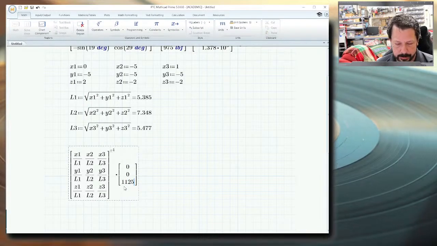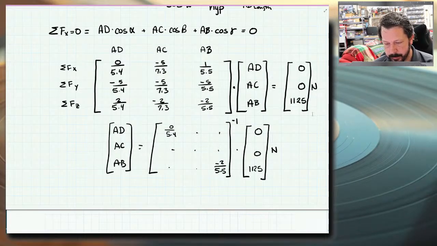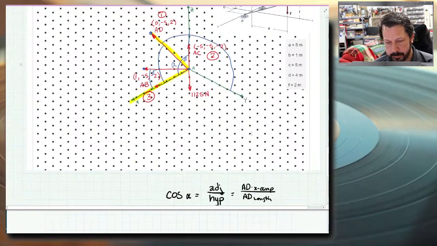Again, I'm leaving the units off just because I didn't put units on any of these. And it should equal a matrix with 3 numbers in it. 1,515, so 1,515 pounds. These two did come out negative, which, remember from the beginning, we were okay with that because it does look like AC and AB should be negative.